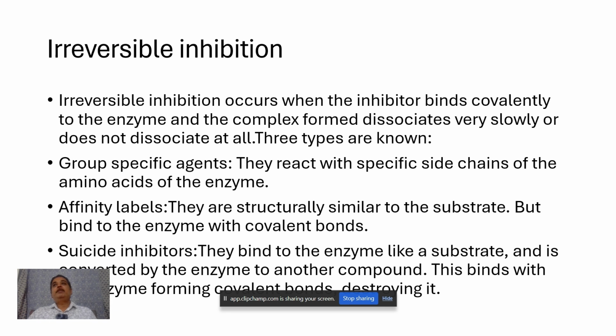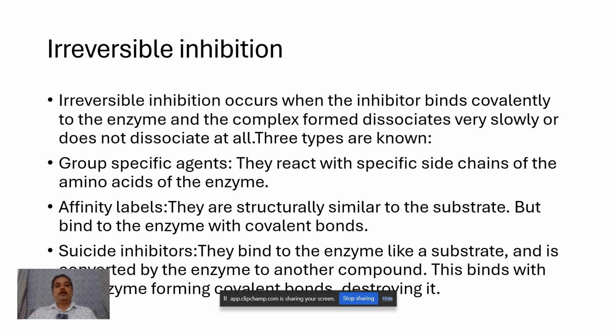So Lineweaver plot is the most apt plot for determining the type of inhibition. If you want to determine the type of inhibition, you have to run the assay with different concentrations of the substrate, same concentration of the enzyme and inhibitor, and draw the Lineweaver-Burk plot. From that you can easily see the type of inhibition by comparing with the native enzyme.